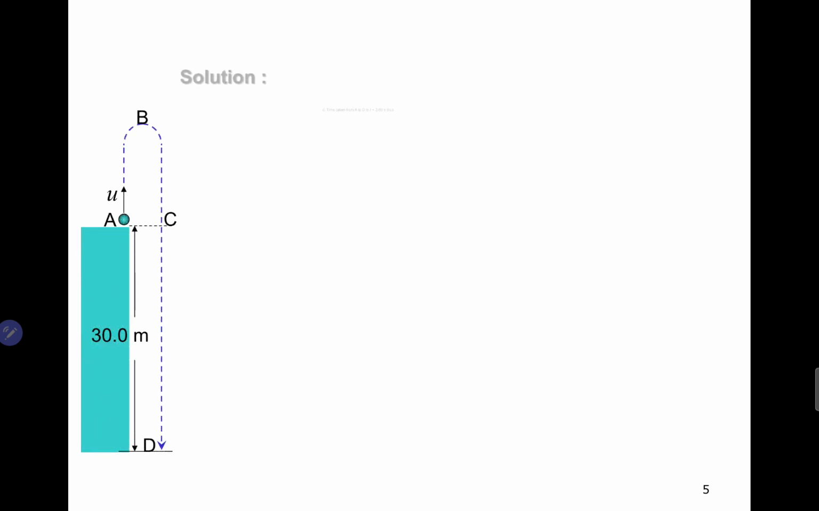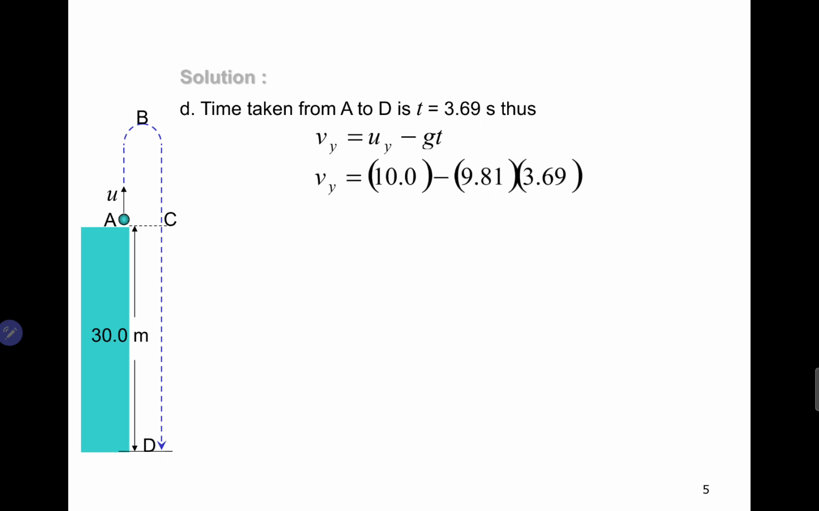Next, they want to determine the velocity when it reaches point D, given the time taken from A to D. To calculate the velocity, we can straight away use the equation V equals U minus GT. We already have the time calculated, so straight away replace in the values. Initial, so which will end up with negative 26.2.